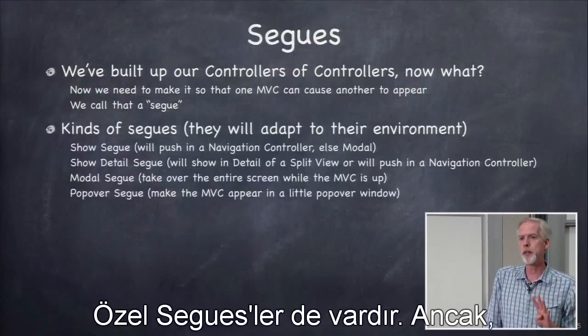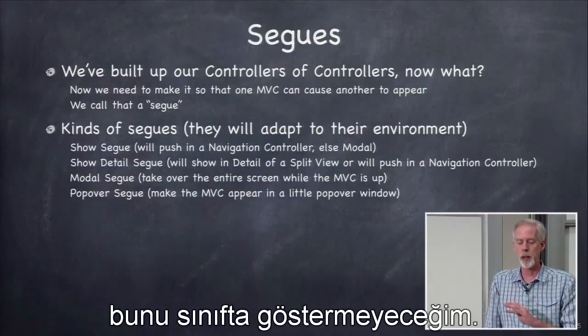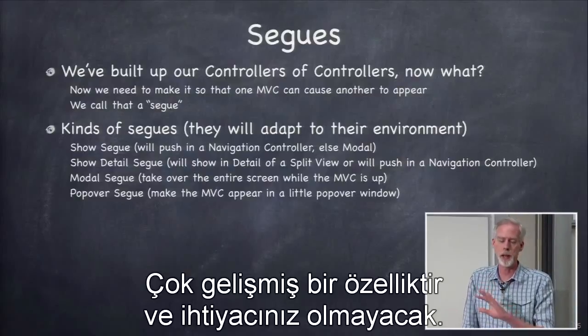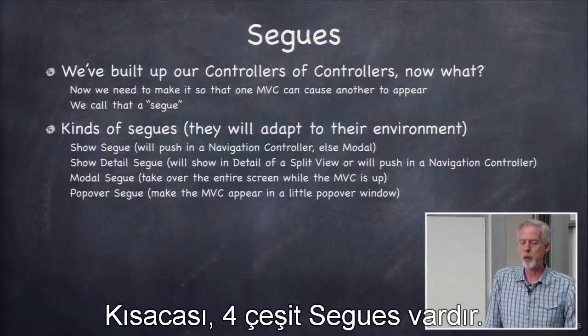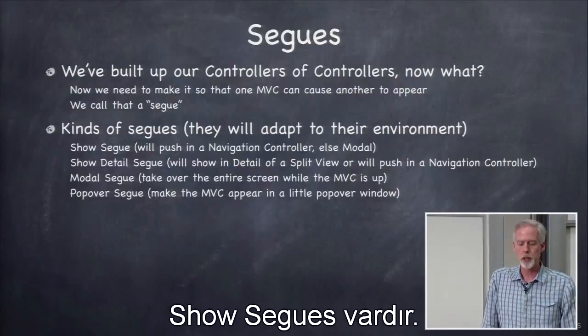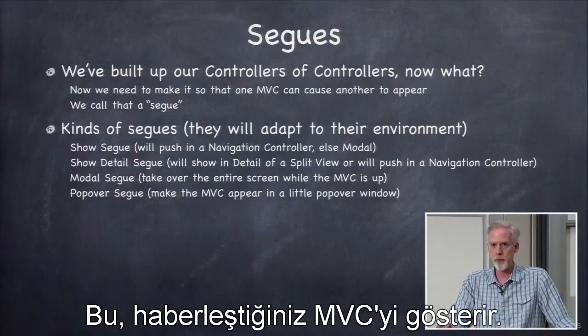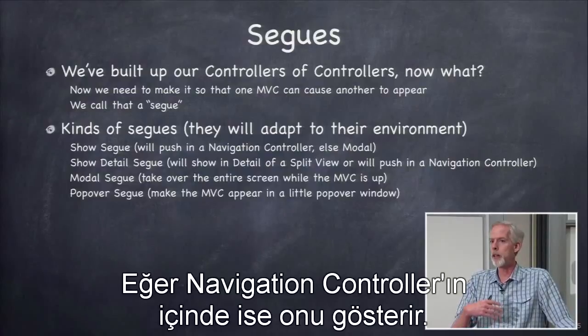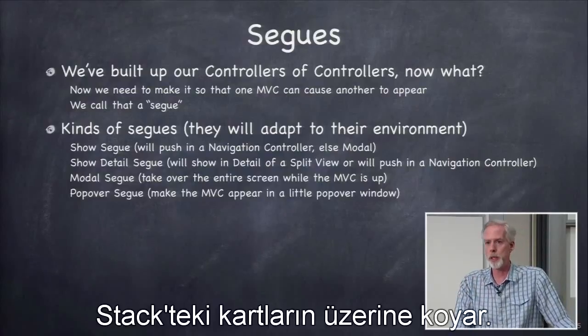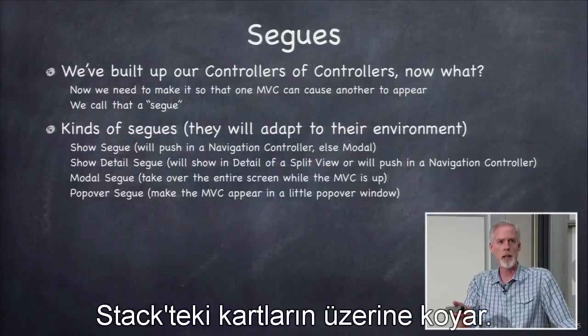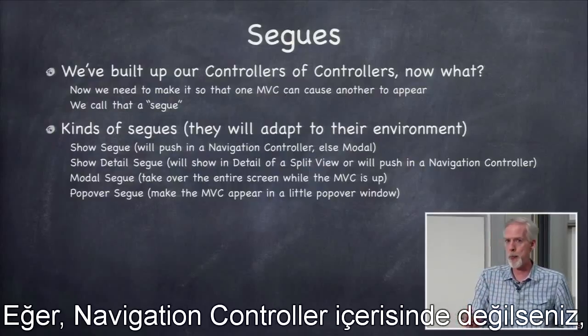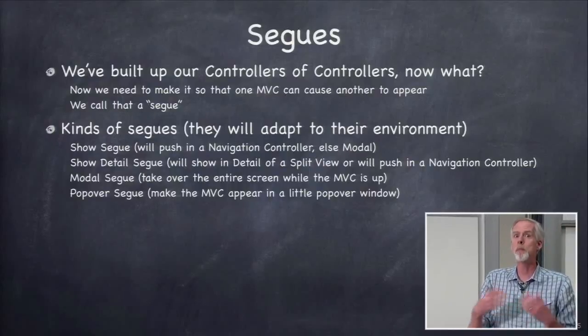There's really 4 kinds of segues. There are custom segues too, but we're not going to talk about that in this class. It's kind of advanced. You almost never need those. So there's 4 basic segues. There's show segue, okay, which basically shows the MVC that you're talking about. And if you're in a navigation controller, it will show it. It'll put it on top of the stack of cards. If you're not in a navigation controller, then it will show it modally.